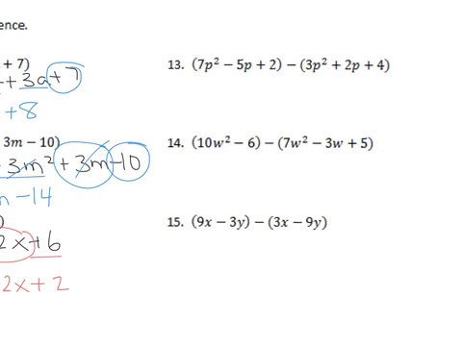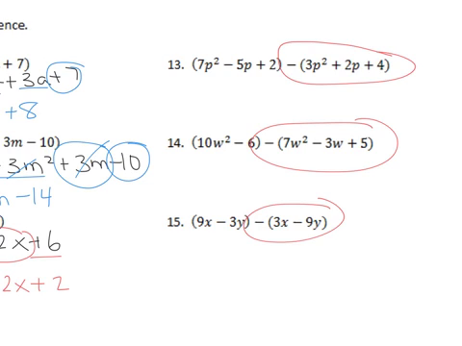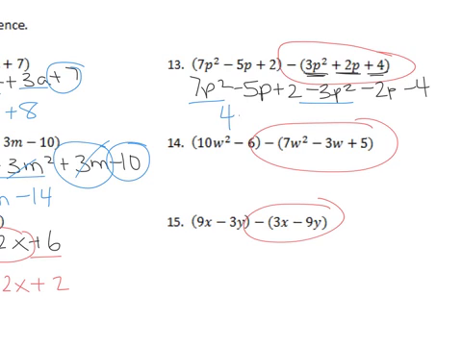And then now you have subtraction. So you're going to change the second part to the opposite. So it's going to be 7p squared minus 5p plus 2. Now change this to a negative 3p squared, change this to a negative 2p, change this to a negative 4. So now you have 4p squared minus 7p minus 2.